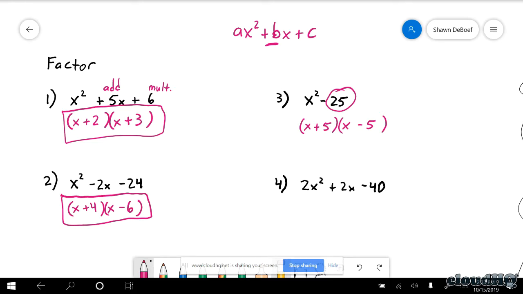That particular factoring pattern where the b is a 0 and your last term was a square and it was subtraction is called a difference of squares. Hopefully you remember that one. It's a common factoring problem or pattern that we would use.